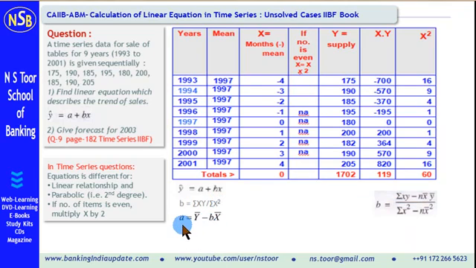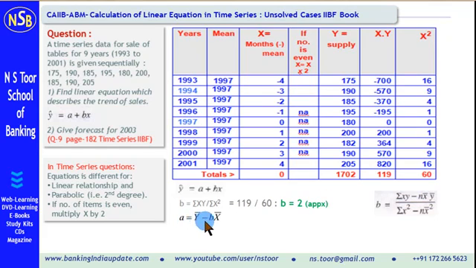To calculate the value of a, we need this formula. Based on these equations, we shall calculate the value of b and then the value of a, and then place the values in this equation. First we calculate the value of b. Summation xy is 119, so we have put this value here. Then summation x square, we put the value here. Now 119 divided by 60, the value of b comes to approximately 2.